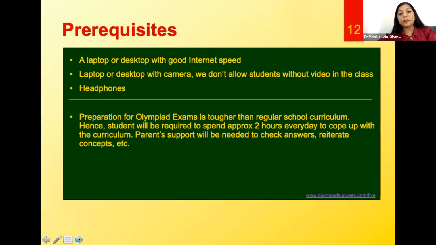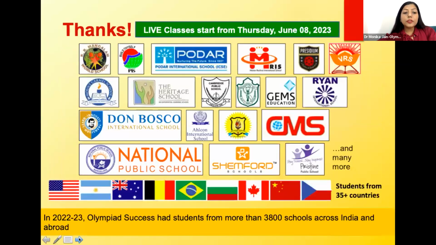And of course, parental support is required at the back end to check answers and reiterate concepts and all. So in 2022-23, Olympiad Success had students from more than 3,800 schools across India and abroad, hailing from 35 plus countries. Now the live classes for this particular batch begin from Thursday, 8th June 2023.